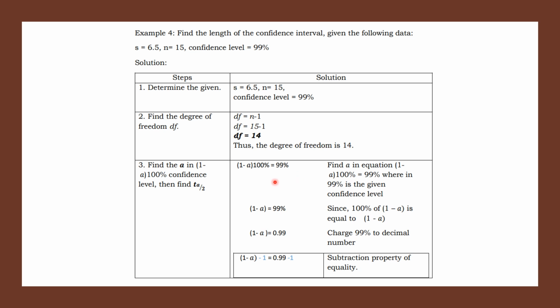Then the next step is to find the confidence coefficient using this formula. So we have quantity 1 minus a times 100% equals the given confidence level, which is 99%. And 100% of 1 minus a is also 1 minus a. Then convert the 99% to its decimal value, which is 0.99. Then by the subtraction property of equality, subtract 1 from both sides. So 1 minus 1 is 0, and 0.99 minus 1, we have negative 0.01. So this will be the next step.